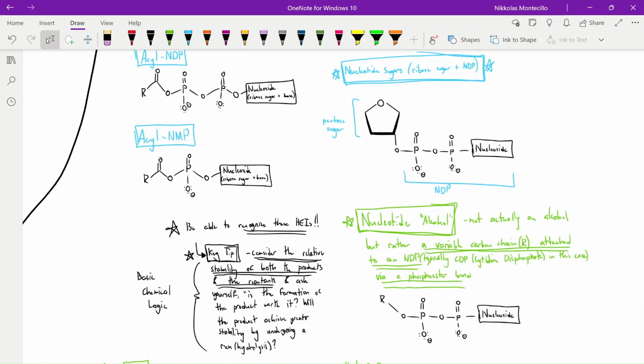The key tip: consider the relative stability of both the products and the reactants and ask yourself, is the formation of the product worth it? Will the product achieve greater stability by undergoing a reaction? That's just the generics of how a reaction should work.